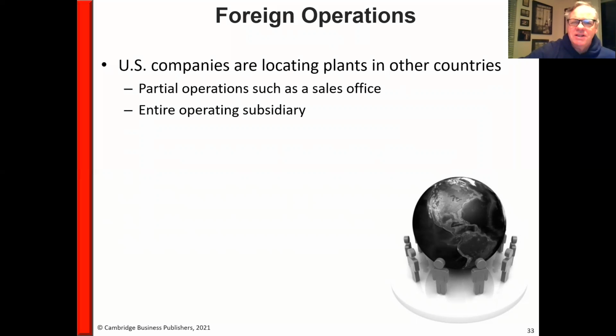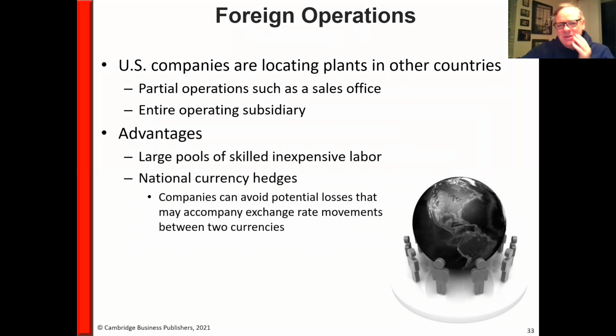And you might ask yourself, well, why go through all the aggravation of locating plants overseas? Well, you can go anywhere from just having a sales office, or you can have an entire operating subsidiary. So why would you do this? Well, you get a large pool of inexpensive labor. Materials might be a lot cheaper.